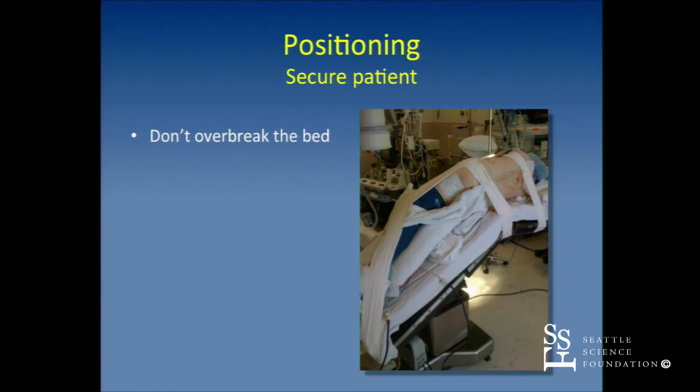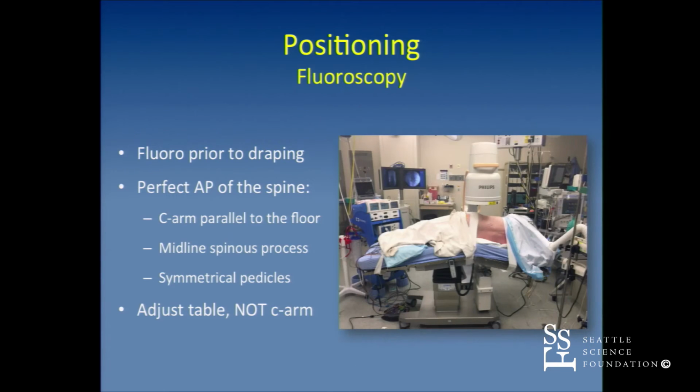So this is a picture from my fellowship. We used to do these very large breaks in the bed. And all this does is it puts the psoas muscle and the lumbar plexus on tension, making it more difficult to retract and causing more nerve injury. So finally, after we have the patient positioned, the next step is to finalize the positioning.